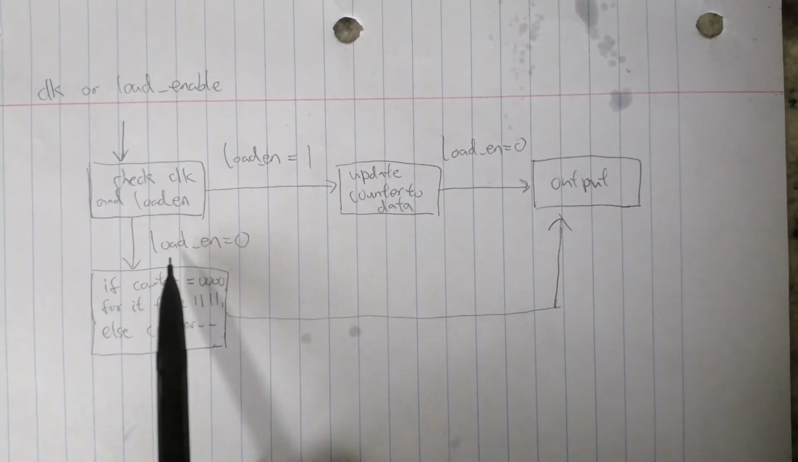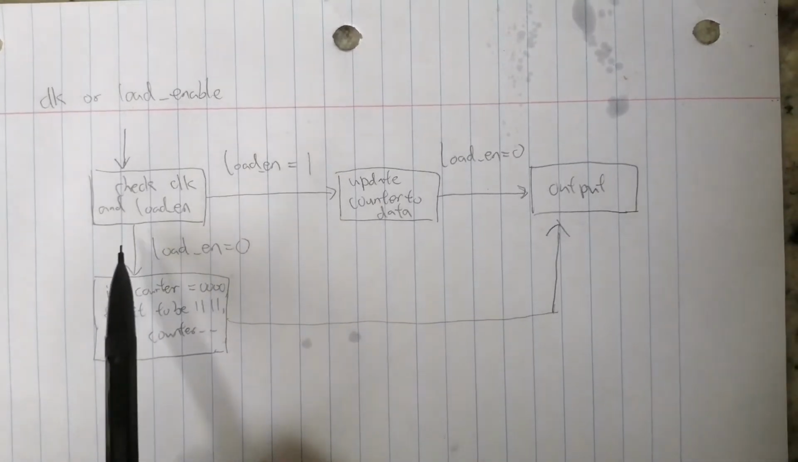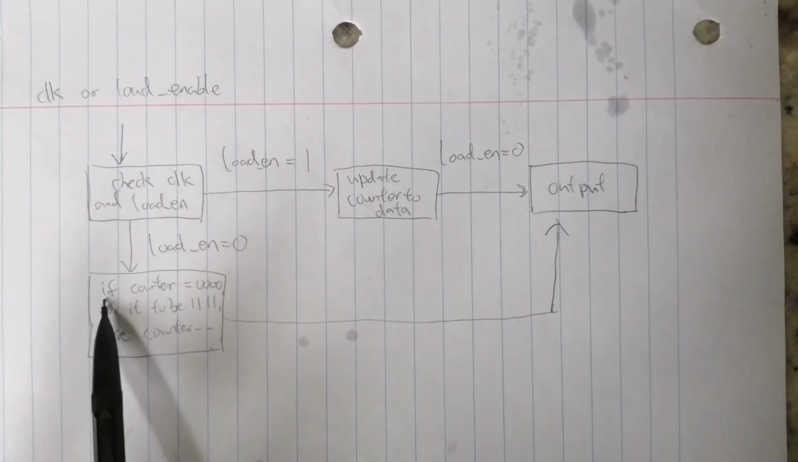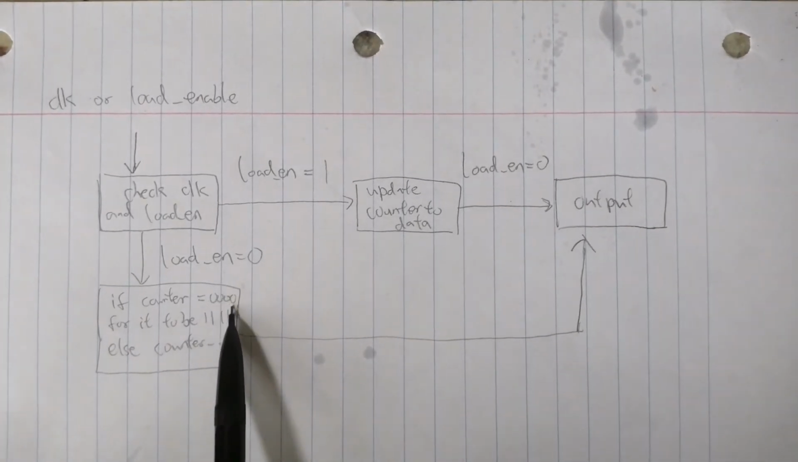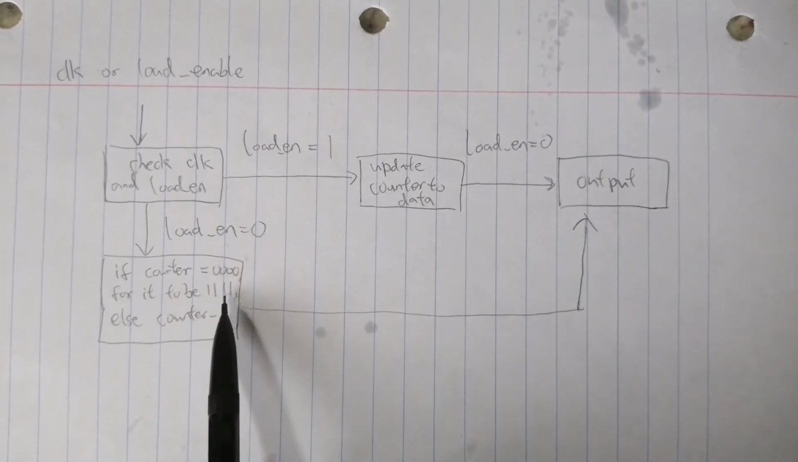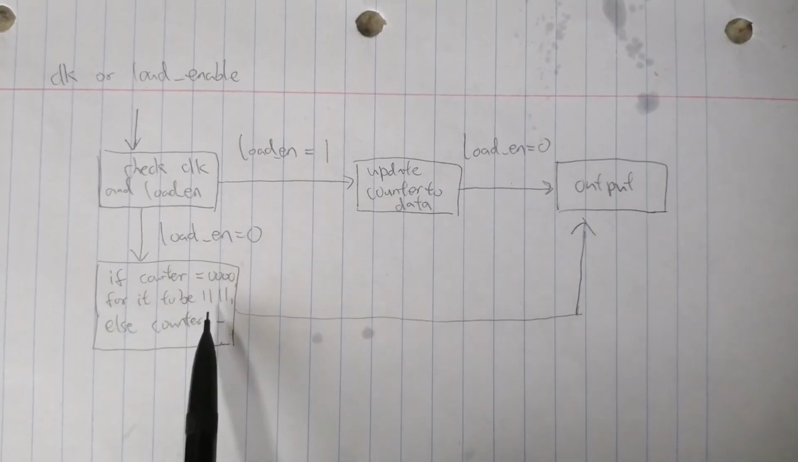And if load enable is equal to 0, that means it's not loading in any inputs. Then I just check if my counter is equal to 0. If it is equal to 0, then it becomes 15 again. If it's not equal to 0, it's just counting down.